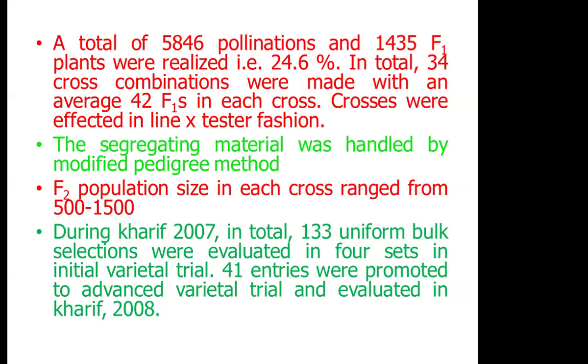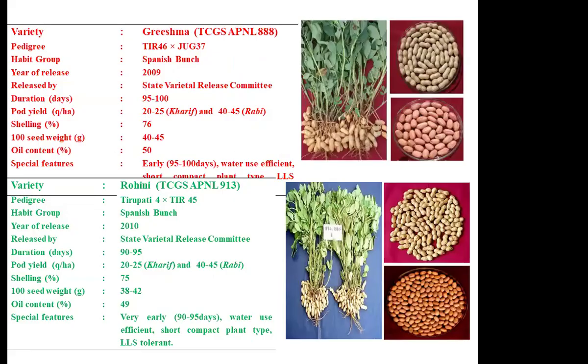The segregating material was handled by the modified pedigree method. As I said, the F2 population ranged from 500 to 1500. By Kharif 2007, the material was in F5 stage. We had 133 good uniform bulks. We evaluated them in 4 sets in the initial varietal trial, and narrowed them to 41 entries, which were evaluated in advanced varietal trial in Kharif 2008 and Kharif 2009 also. Next slide, please.